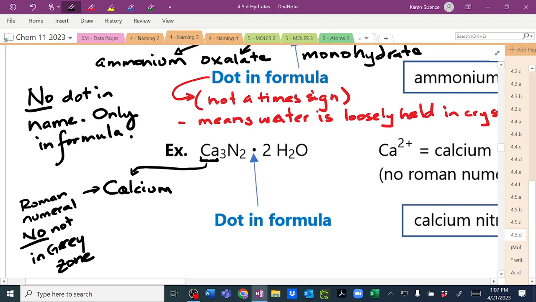So no Roman numeral. And we just have N. It's not a polyatomic ion. It's just nitrogen. So what do we do with the ending to that name? We call it nitride. Okay, so calcium nitride. And if this were quiz number 5, you would be done at this point. When you get to quiz 11, you have to add in the 2 waters. And we don't say 2 waters, we say di and then hydrate.